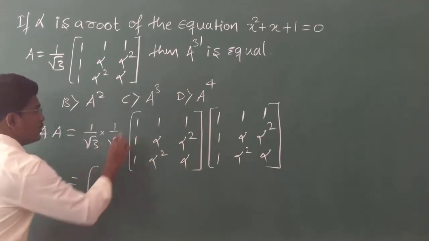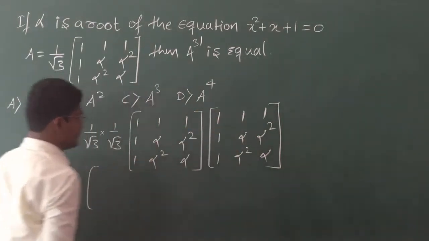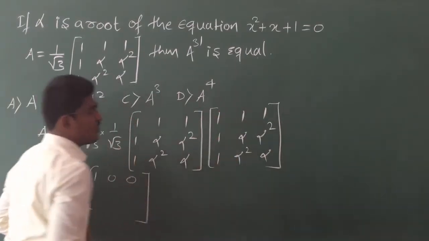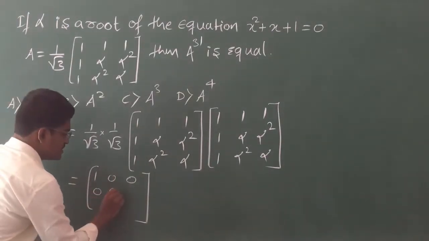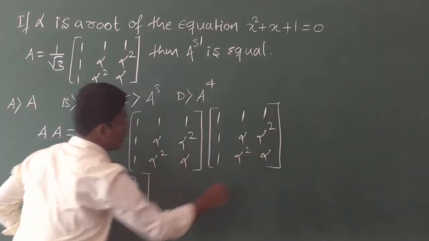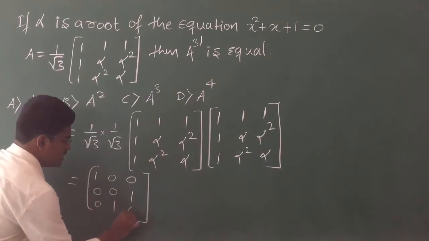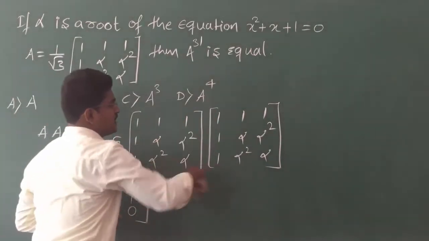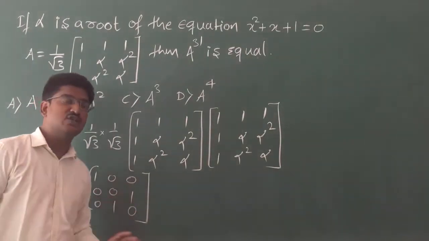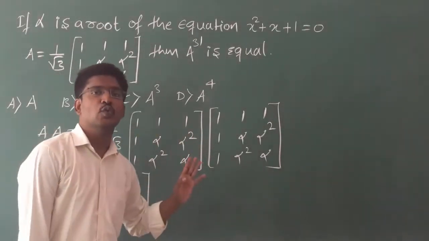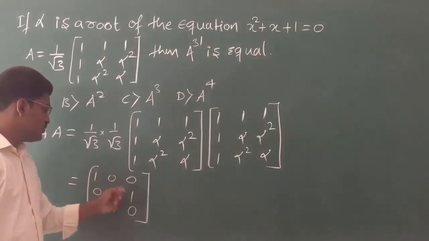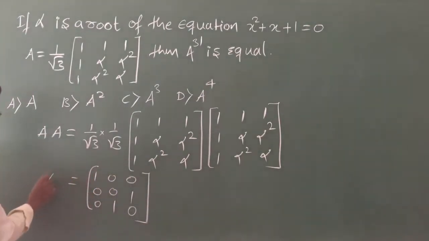So I will simplify. This will be by row, column, row, column, row, column. It will be 1, 0, 0. Again, second row, second column, it will be 0, 0, 1. And third row with this column will be 0, 1, 0. You must be fast while simplifying all these terms so that you get 1, 0, 0, 0, 0, 1, 0, 1, 0 by multiplying these two. Don't waste time here. So by multiplying these two, you get 1, 0, 0, 0, 0, 1, 0, 1, 0. Now you got A square.